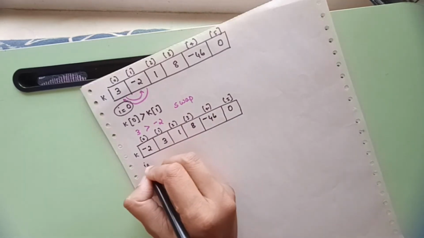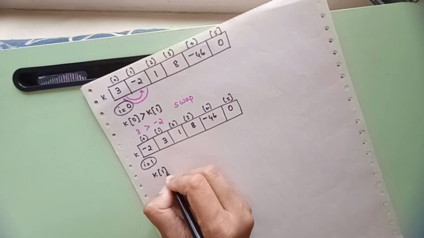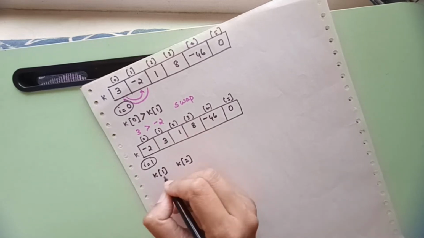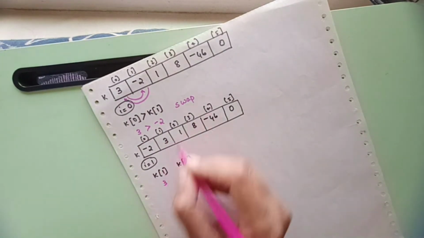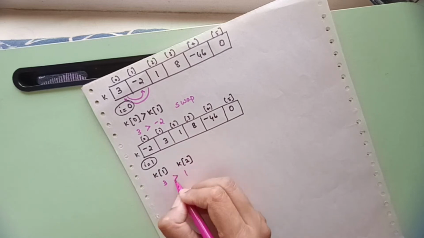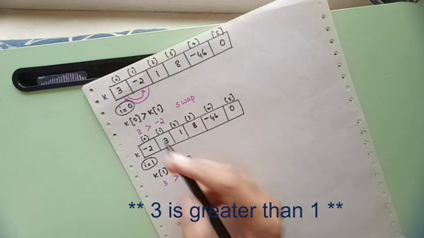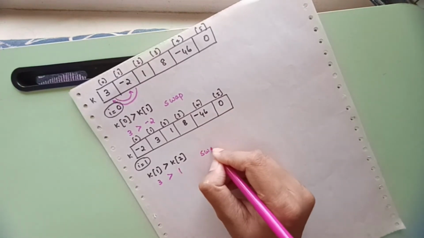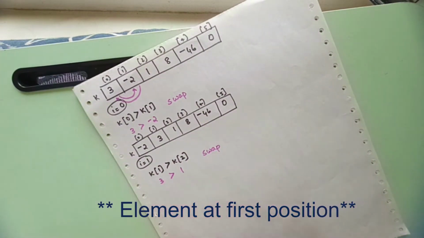Next case is I is equal to 1. So we will be comparing K of I, which is 1, with K of I plus 1, which is nothing but 2. So K of 1 is 3 and K of 2 is 1. 3 is greater than 1, which means K of 1 is greater than K of 2. So the same condition, we need to swap the two elements. Which elements? Element at first position and element at second position.